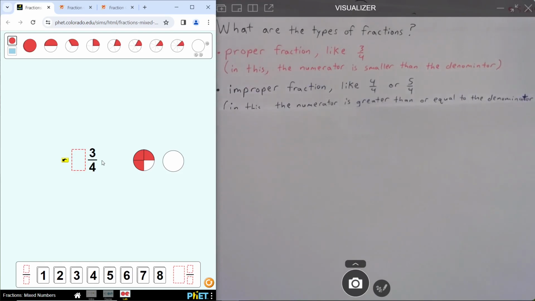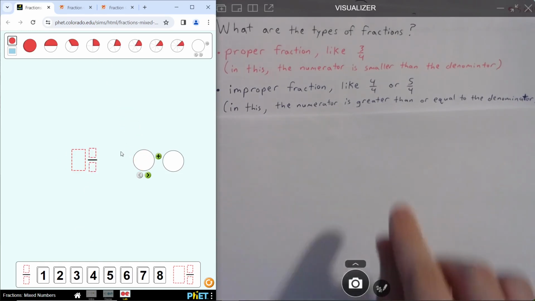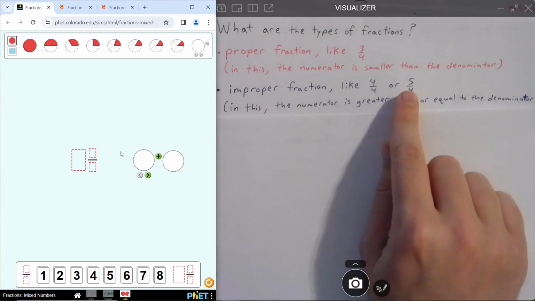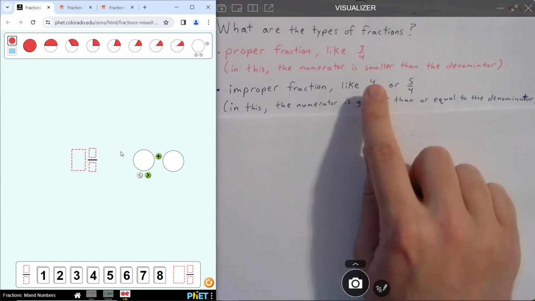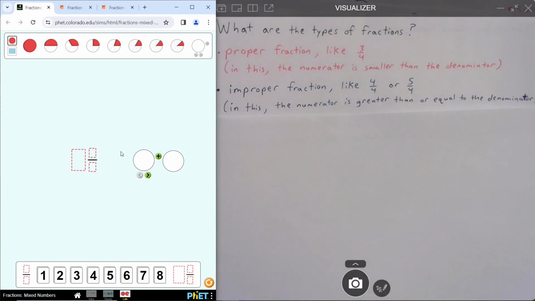Next, let's talk about an improper fraction, like 4/4 or 5/4. In an improper fraction, the numerator is greater than the denominator, like 5 is larger than 4, or equal to the denominator, like 4 is equal to 4. So 4/4 also works as an improper fraction. It just doesn't feel right. It feels improper, if you will.